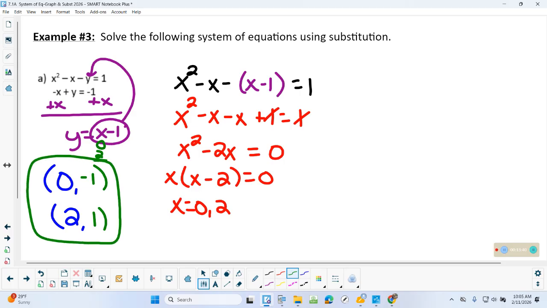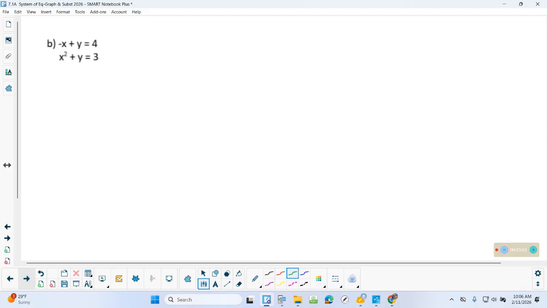So if I do have multiple answers for X or Y, I will write the answers in ordered pair style because it's easy to show exactly what number is paired up with what. So you have to do a little factoring today, not the worst thing in the world. All right, let's look at the next one.